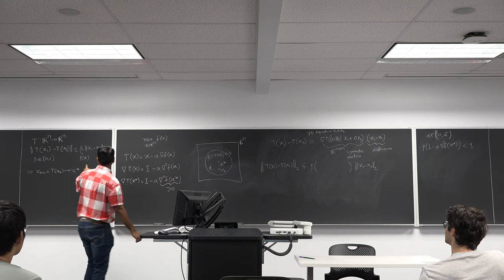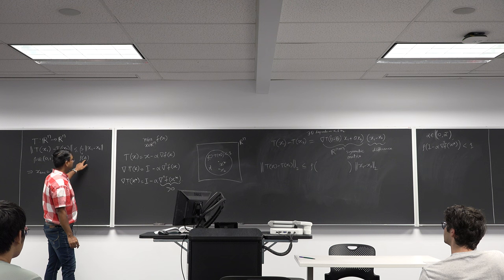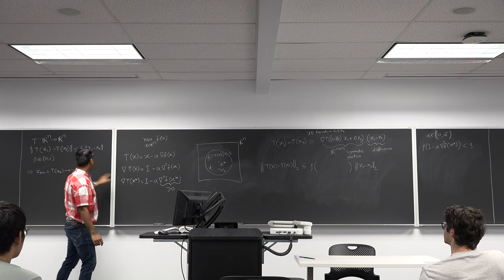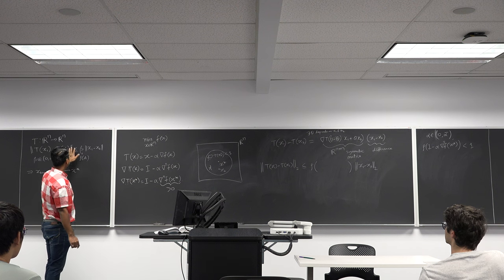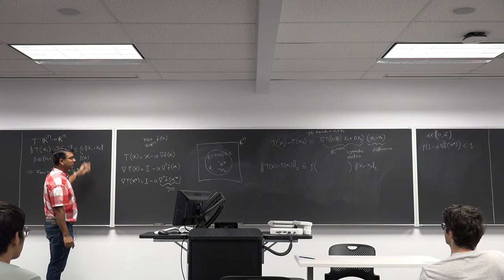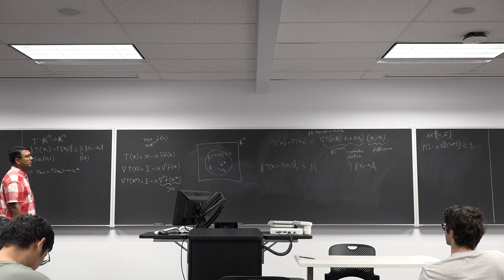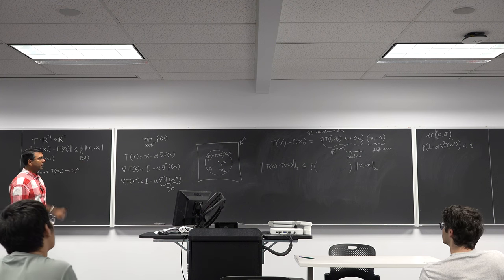Because if this matrix A is symmetric, then you can pick the two norm. If this matrix A is not symmetric, then you have to pick an appropriate norm. This works for all norms in Rn. So in this case, we are just going to pick an appropriate norm for the appropriate matrix that I have here.